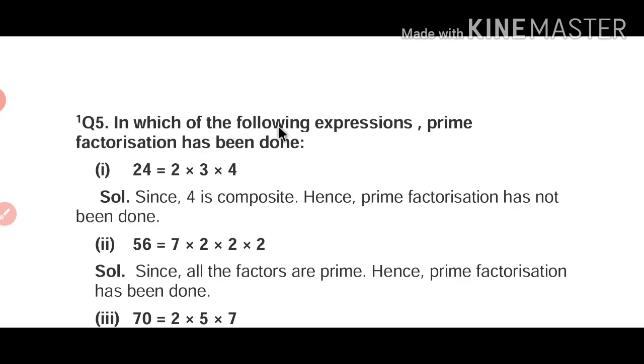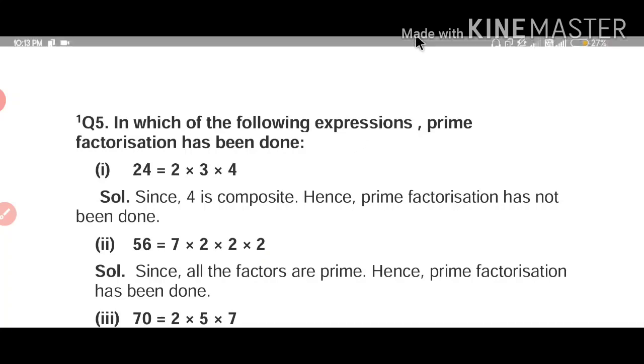are breaking the numbers into small factors, and each factor is a prime number only. So 24 is equal to 2 multiply 3 multiply 4. We know that in prime factorization all the factors which we get are prime numbers only. But here you can see that 2 and 3 are prime numbers but 4 is not a prime. Since 4 is a composite number, hence here prime factorization has not been done.